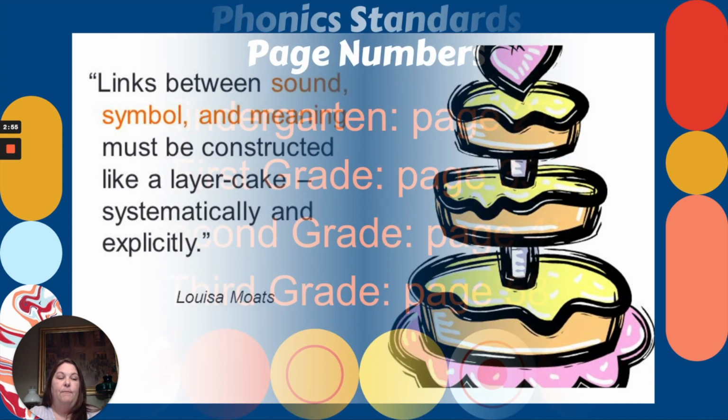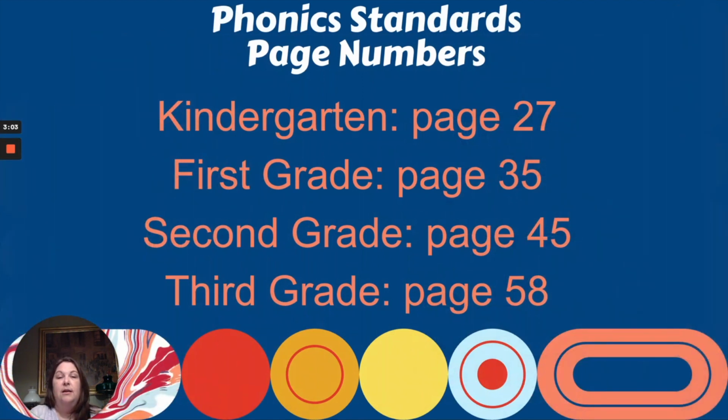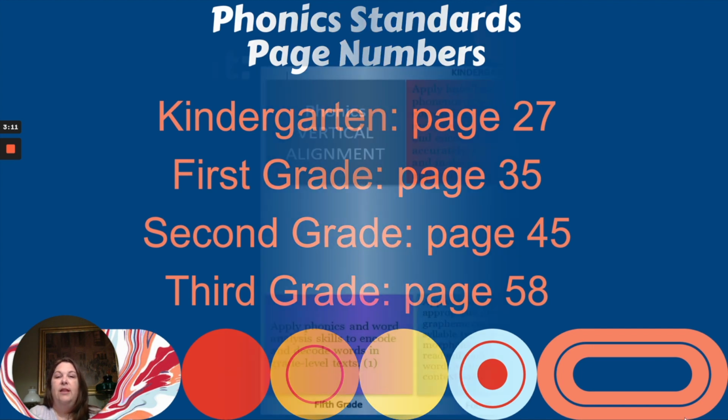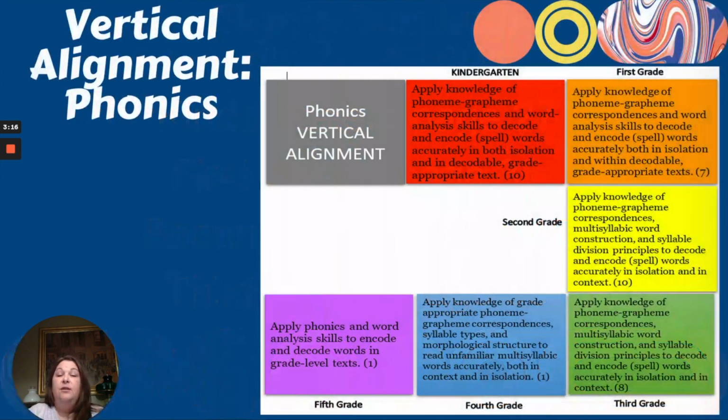Here are the page numbers where the phonics standards are located in the 2021 Course of Study book. As you look over those, we will look at a particular standard and look at the vertical alignment of phonics. This standard can be found in kindergarten as well as first grade. It is to apply knowledge of phoneme, grapheme, correspondence, and word analysis skills to decode and encode, spell words accurately in both isolation and in decodable grade level appropriate text.